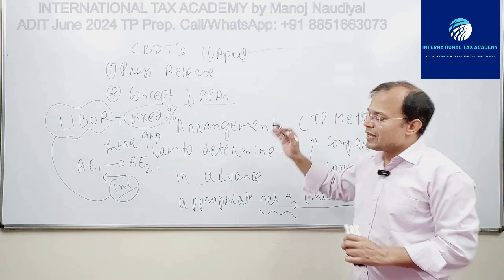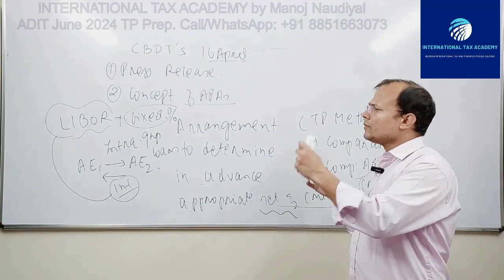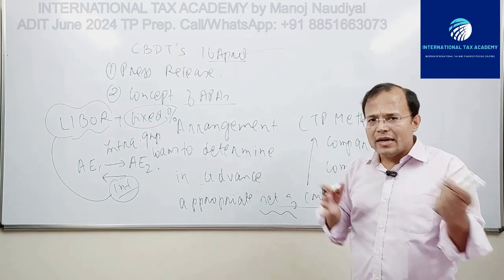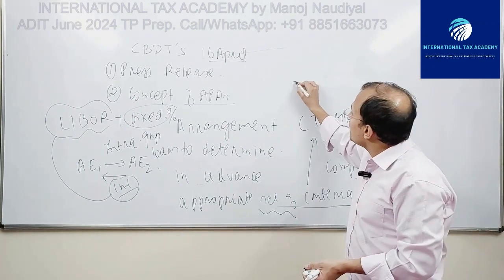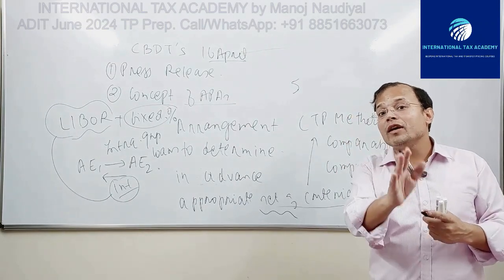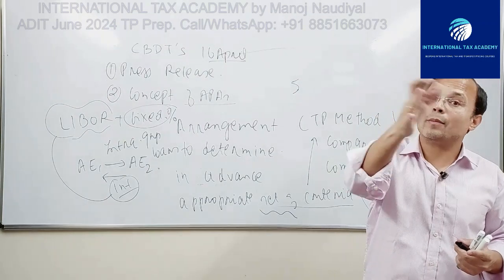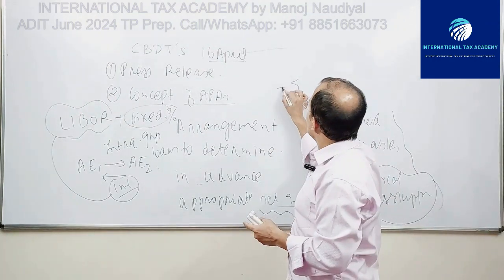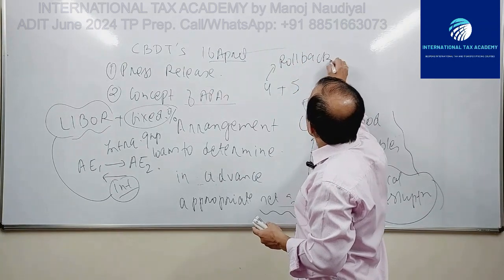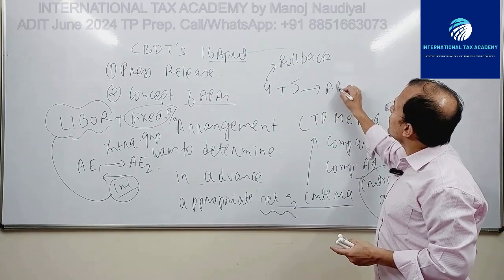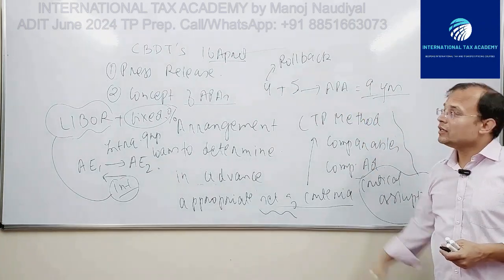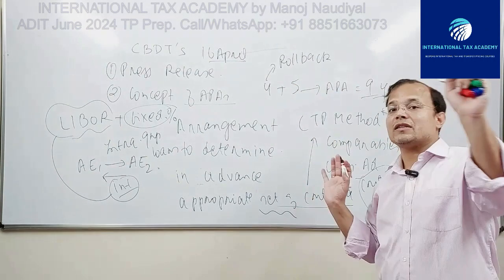APAs are supposed to last for a fixed period of time. For the Indian scenario, that fixed period of time is 5 years, with a provision of up to 4 years of rollback. So they can be rolled back up to 4 years. So 4 years of rollback plus 5 years of APA duration leads to a total of 9 years. Fine. So this is the concept of APAs along with the basic features.